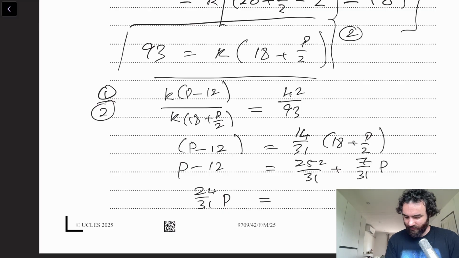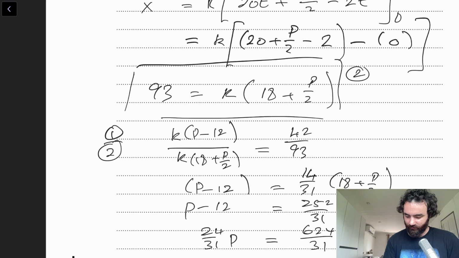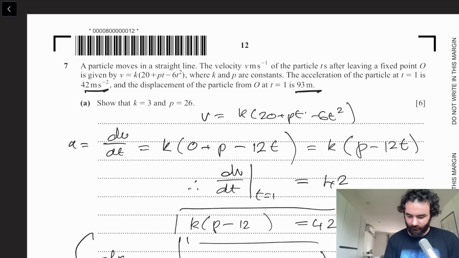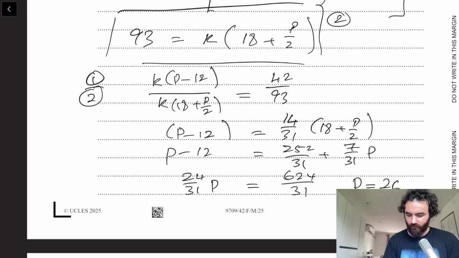What's that? This is not looking good. I might have to recheck this. Times 31 divided by 24. Oh, it is good. So we get p equals 26 if you rearrange that, which is what they wanted. Okay, cool.